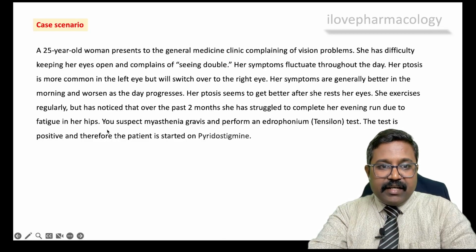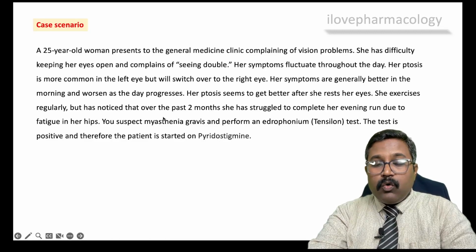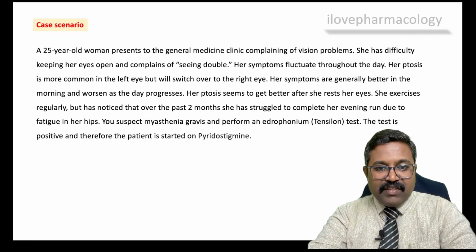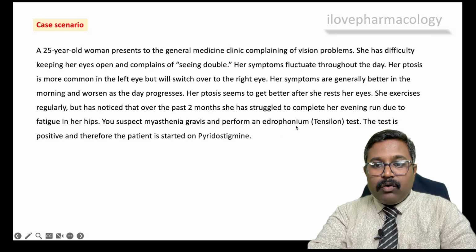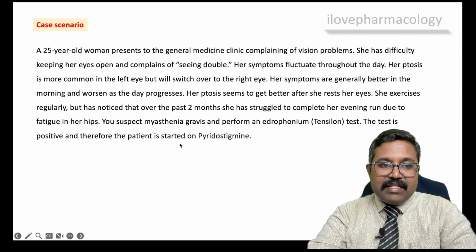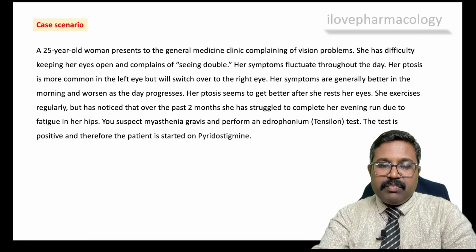She exercises regularly but has noticed that over the past 2 months she has struggled to complete her evening run due to fatigue in her hips. You suspect myasthenia gravis, so you make a diagnosis of myasthenia gravis and perform a edrophonium test, which is also called the Tensilon test. The test is positive, therefore the patient is started on pyridostigmine.